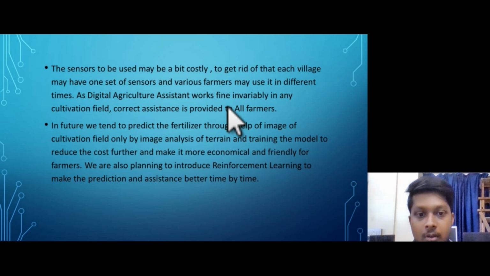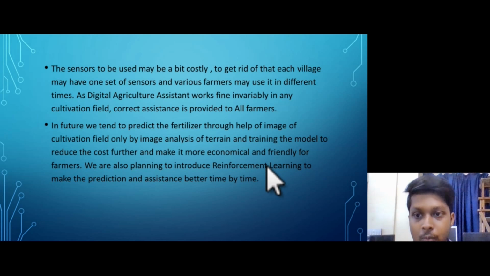As we all know, in the second category, as sensors are being used, the sensors may be a bit costly. To get rid of that, each village may have one set of sensors, and various farmers may use it at different times, as the digital agriculture assistant works fine invariably in any cultivation field, providing correct assistance to all farmers.